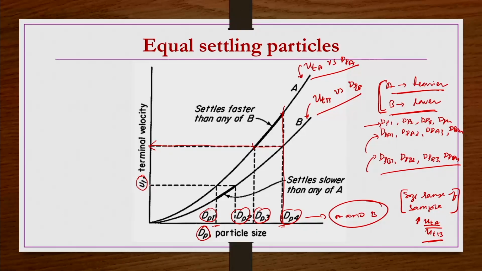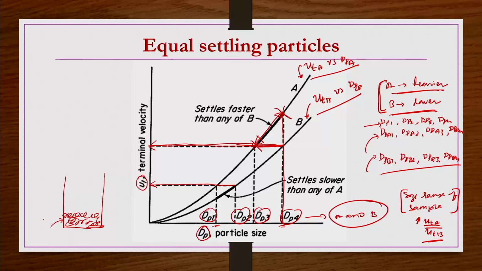So now you select a terminal velocity, equal terminal velocity, right here. In this case, when you have one terminal velocity, whatever size range of the particle is there is going to have the largest terminal velocity for A type particles compared to any of the B type particles, so these particles will settle as the bottom layer, like this.